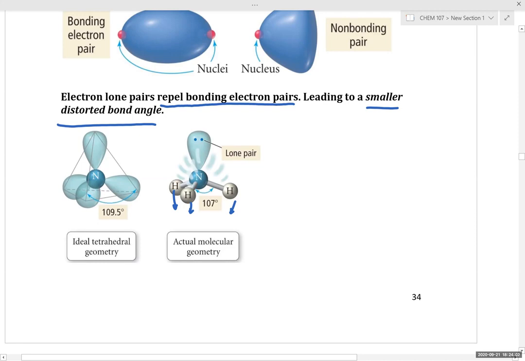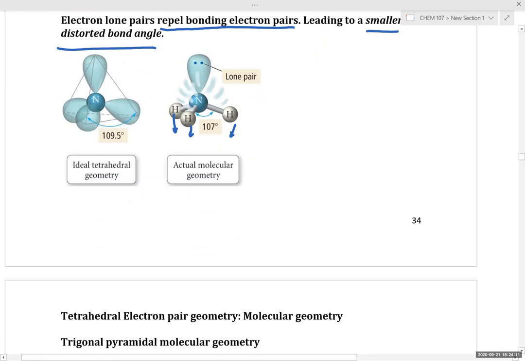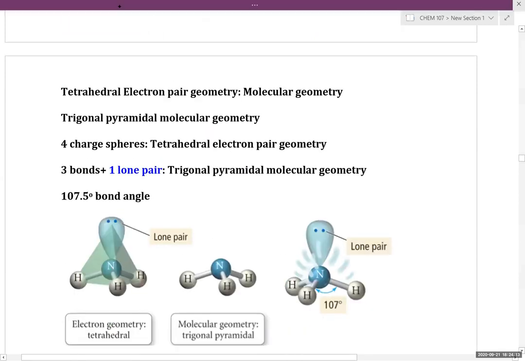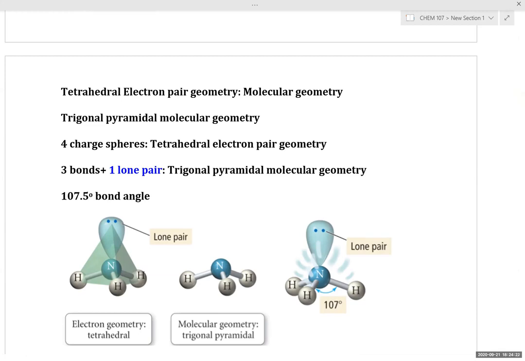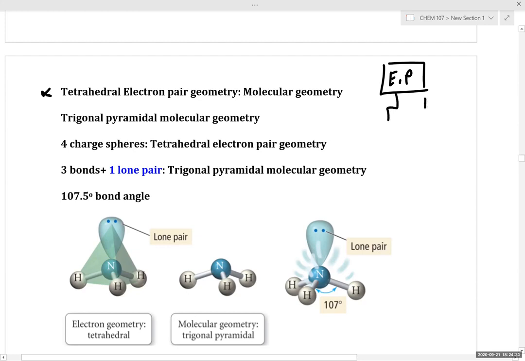Does this make sense to everyone so far? Does this make sense to everyone? So what we're now going to do is delve into the molecular geometries that you are responsible for. So let's start. I like to group things in an umbrella method. You start with your electron pair geometry, and then based on the number of lone pairs, you sort your geometry into your molecular geometry.